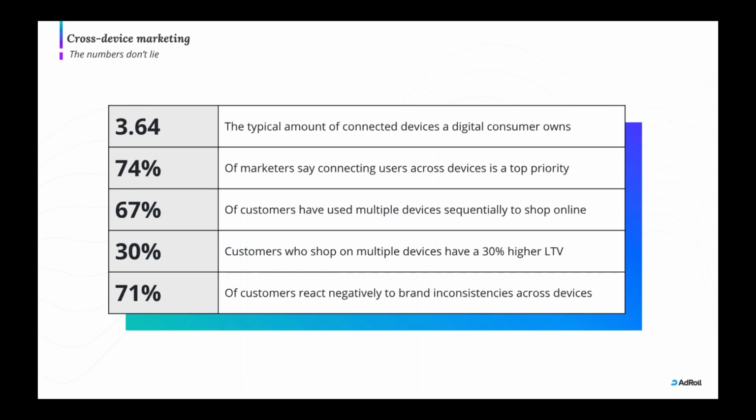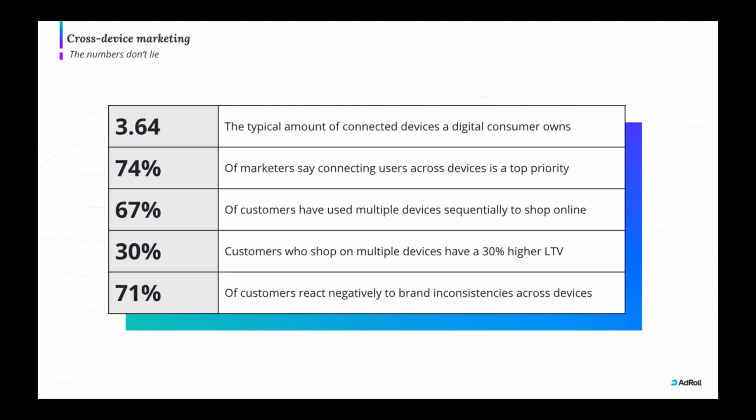So why care about it? Well, the numbers don't lie. The typical amount of connected devices that a digital consumer owns is nearly 4 now. This means that they have the laptop, a phone, a tablet, and even one other device on top of that, where you can market to them with ads to keep your brand top of mind. Because of this, nearly 3/4 of marketers say connecting users across devices is one of their top priorities for marketing throughout the rest of the year.